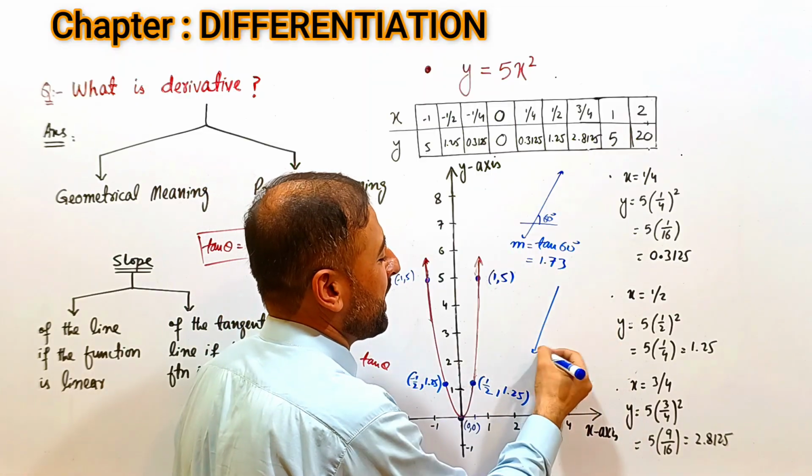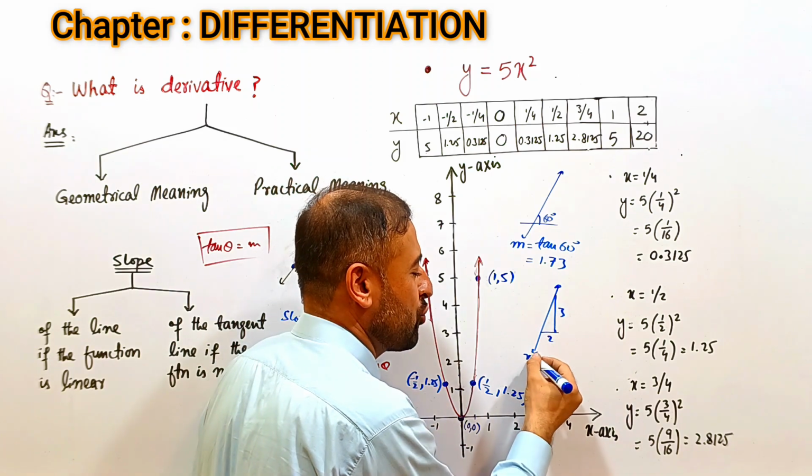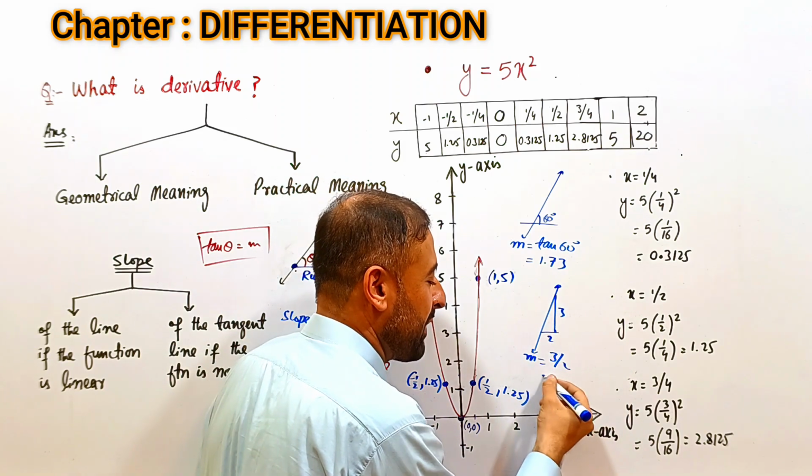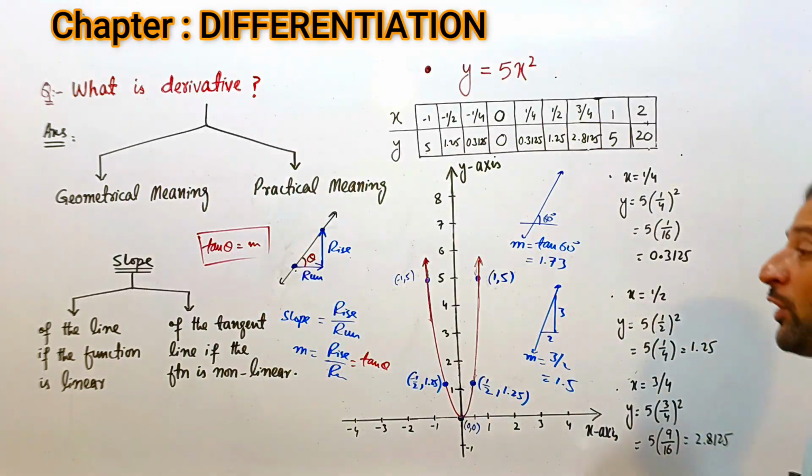Or sometimes you will be given the rise and run. Let's say I am given that this is 3, this is 2. Its slope will be rise divided by run, which is equal to 1.5. Very much clear. So what do I write?